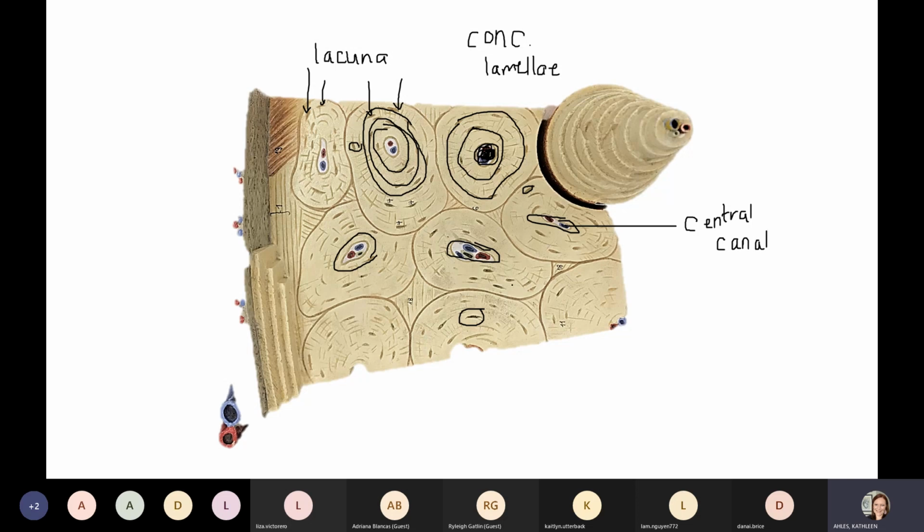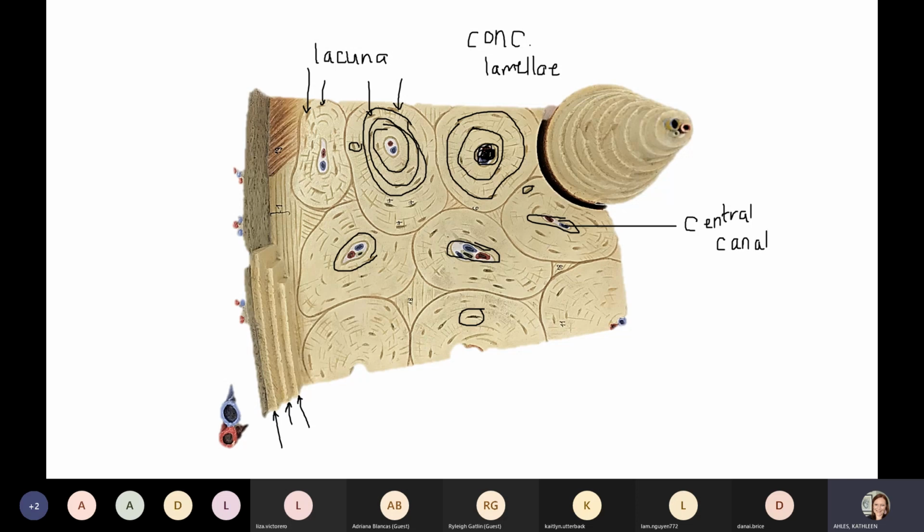So we have concentric lamellae anytime we're around a central canal, but we also have some lines of bone cells that we see out here that are not making those circles around a central canal. They're just on the outside of the bone tissue. The ones that we see on the outside of the bone tissue are, I'm typing it in here, they're called circumferential lamellae.